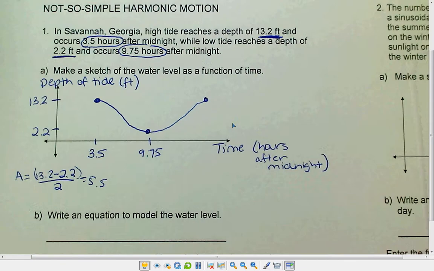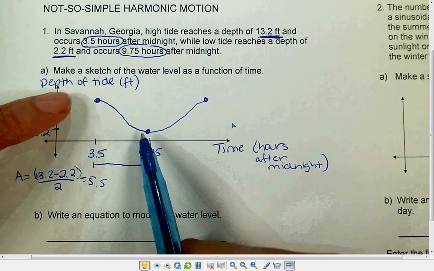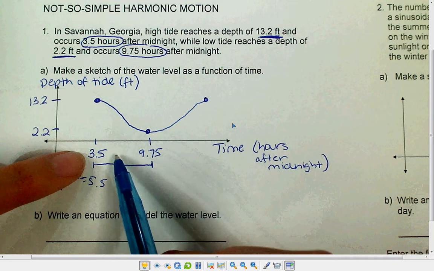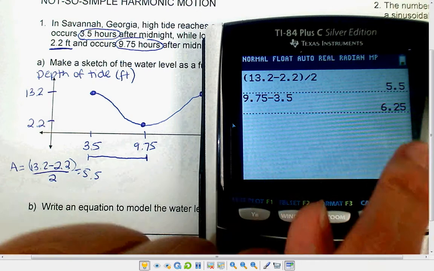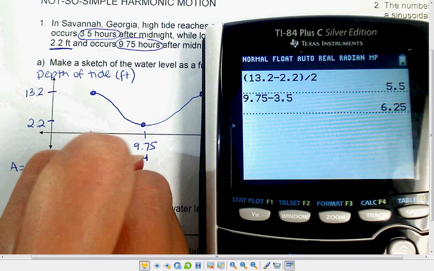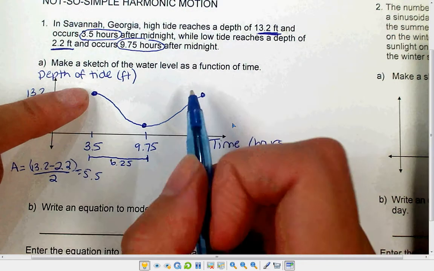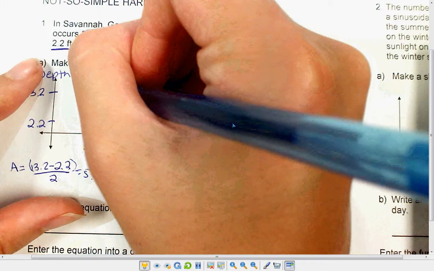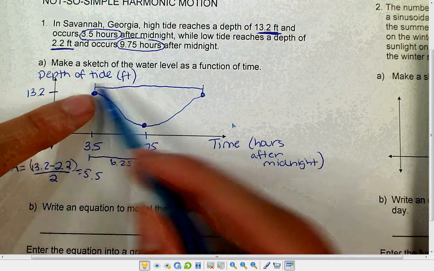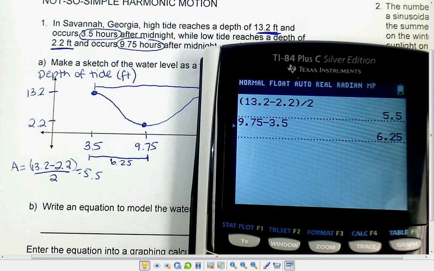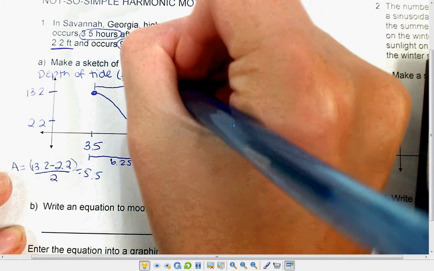To find my period, I first need to figure out what is the distance between high tide to low tide. So we know these two numbers, from 3.5 to 9.75. This is 6.25. But this isn't my entire period, right? I want my period to go from high tide to the next high tide. So if I know that this is 6.25, this is only half of it. To figure out the whole thing, I'm going to take 6.25 and multiply it by 2. And that's going to give me my entire period, which is 12.5.